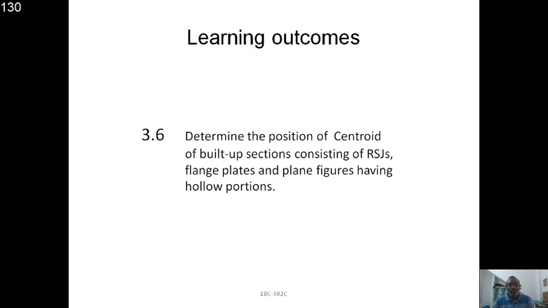In today's session, we are going to discuss determining the position of the centroid of built-up sections consisting of RSJs, flange plates and plane figures having hollow portions. In this particular session, we are going to deal with the built-up sections, right? And RSJs. RSJ means rolled steel joist. We have already discussed rolled steel sections, in which the I section or H section is known as the RSJ.